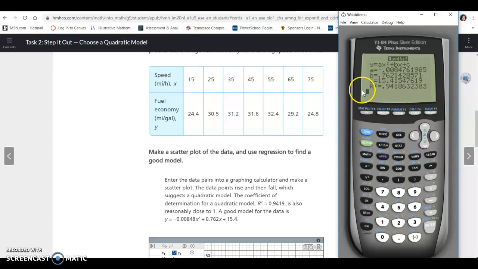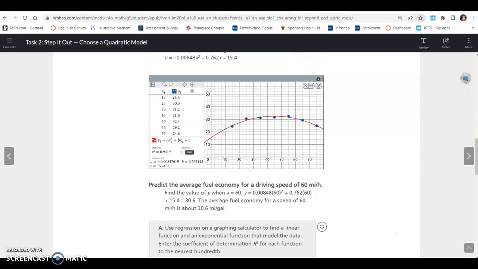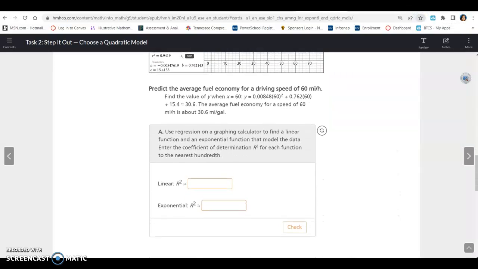Okay? If I want to graph it, I can do that as well. I can go to vars, 5, equation, hit enter, and then graph, and it's going to graph. And you can see visually how that model kind of hits most of those points. It's not perfect, but again, 0.9419, that's a pretty good model for most cases. All right, so they have graphed it as well.